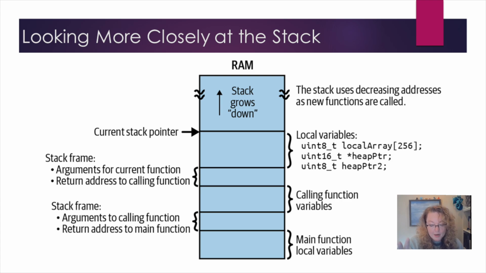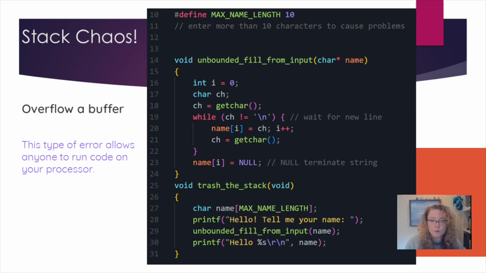And with this in mind, with the stack frames and what's in them, I want to go back and look at that code again. The one with the unbounded input. We have an array created in a function. So it's a function variable, which means it's on the stack. That's the name array with max name length. Now we pass this name array into another function, unbounded fill from input, which then goes outside the space allocated for name array. What do you expect to happen?